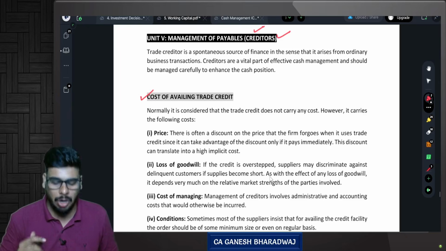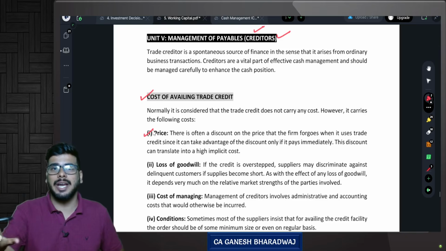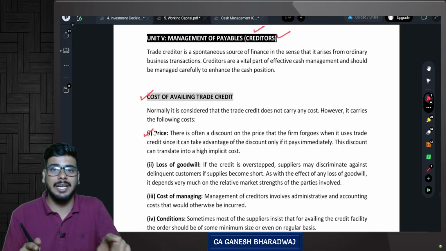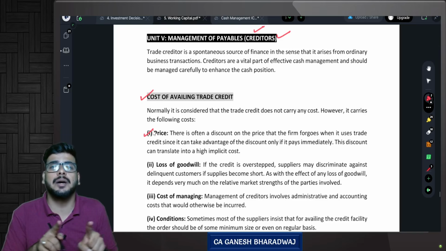It comes with some cost. What is it? Number one, price. Now, if you paid by cash today and purchased, as against that, if you actually purchase something on credit, there will definitely be a price difference.